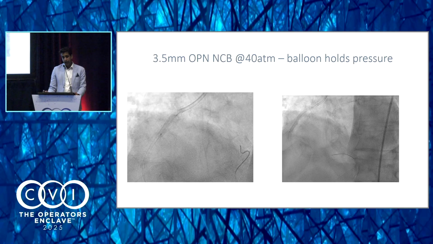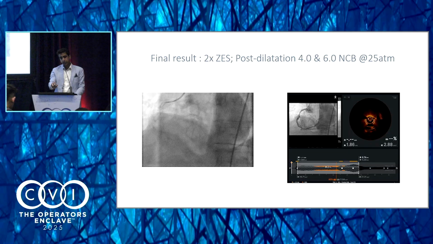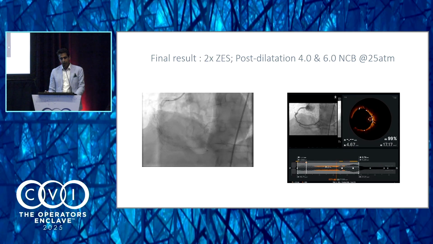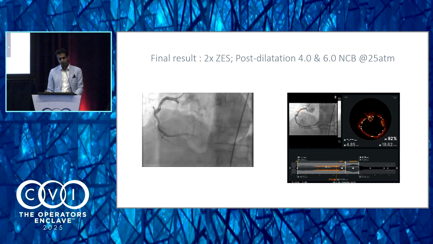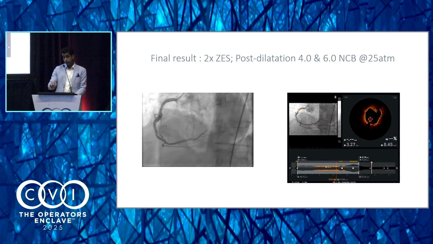So the choice of the operator here was to take a 3.5 OPN NC up to 40 atmospheres, so higher, and it held pressure. And this is a double layer balloon, so often it'll be less likely to rupture than a standard NC or an IVL balloon. So I have used this successfully in this scenario. And in fact, what you see is they put 2 drug-eluting stents. They post-dilated with a 6.0, and you can see the OCT run. The areas are still quite acceptable. There is some underexpansion up to around 60%, but those areas are quite good, and the operator was fairly satisfied.